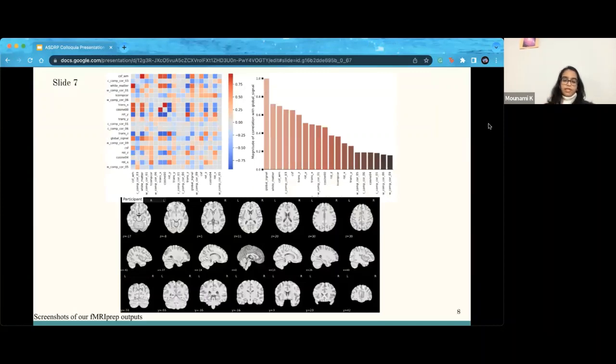So these are some examples of fMRIPrep outputs. In the upper left corner, you can see a heat map summarizing the correlation structure among confound variables. And confound variables are just variables that explain activity that isn't necessarily related to the tasks that the subjects were undergoing when the scan was occurring. And to the right of that heat map is a graph showing the magnitude of these correlations.